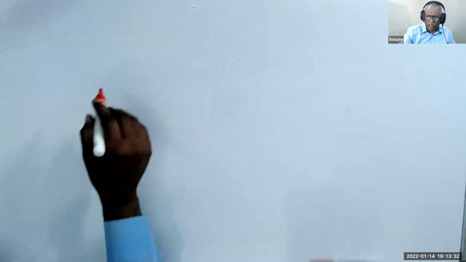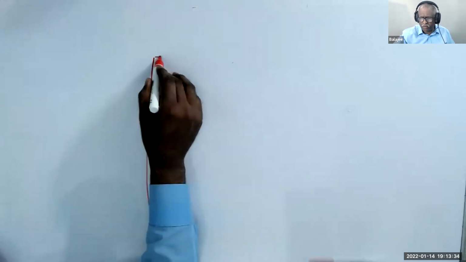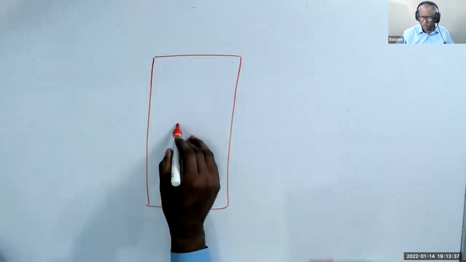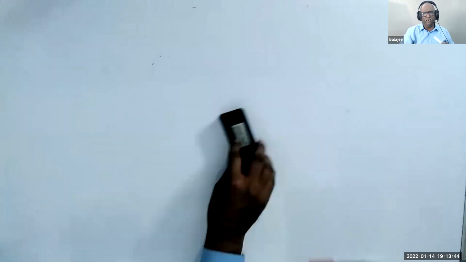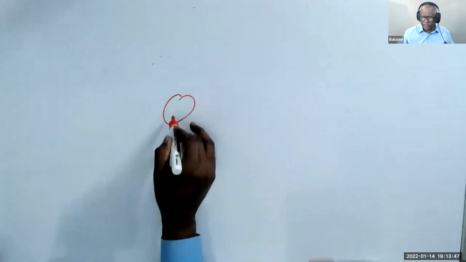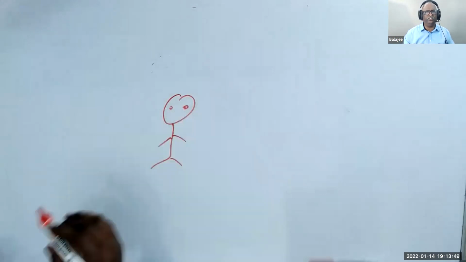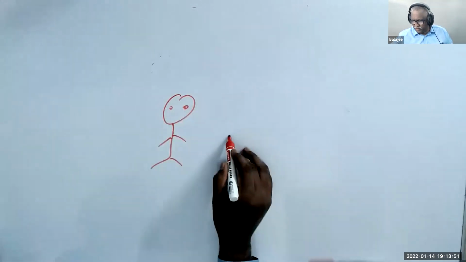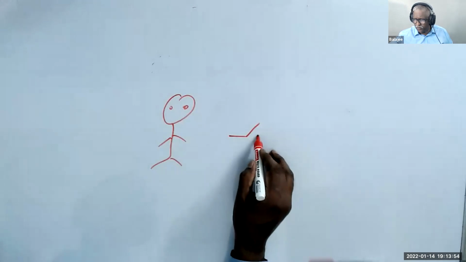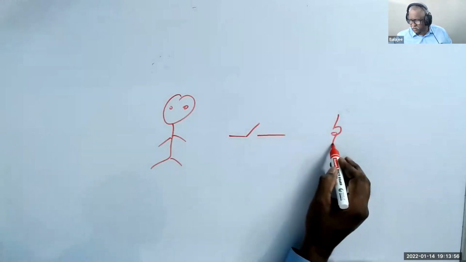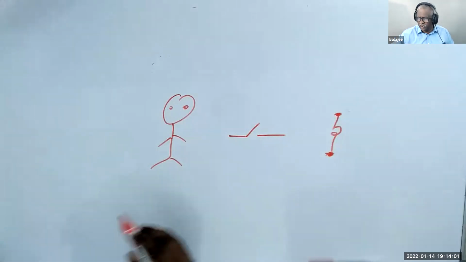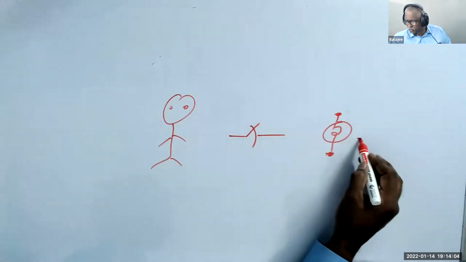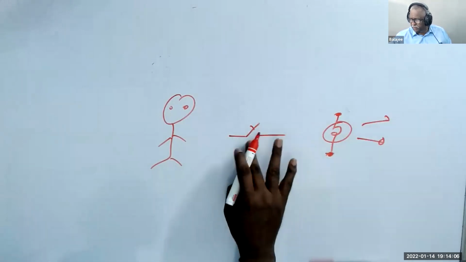Now let us assume I have a microprocessor. Let us take myself, say I am Balaji. I have a switch. And I have a bulb. Understand? If you switch on, the bulb is going to glow. If you switch off, the bulb is going to go off.